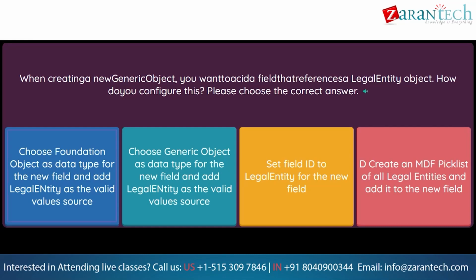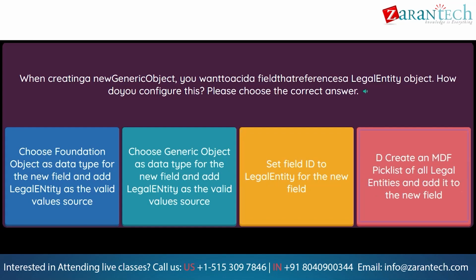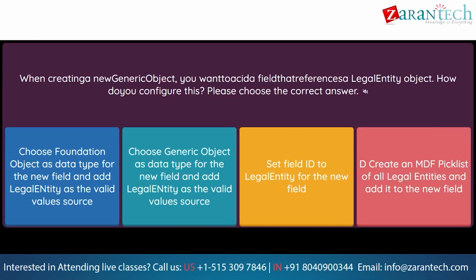Option 1: Choose foundation object as data type for the new field and add legal entity as the valid values source. Option 2: Choose generic object as data type for the new field and add legal entity as the valid values source. Option 3: Set field ID to legal entity for the new field. Option 4: Create an MDF pick list of all legal entities and add it to the new field.